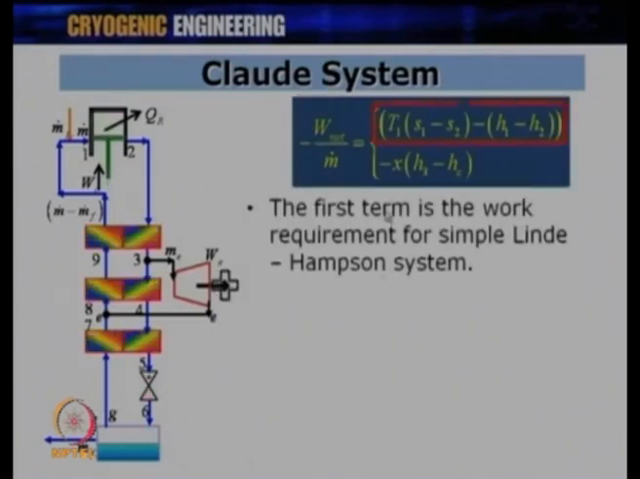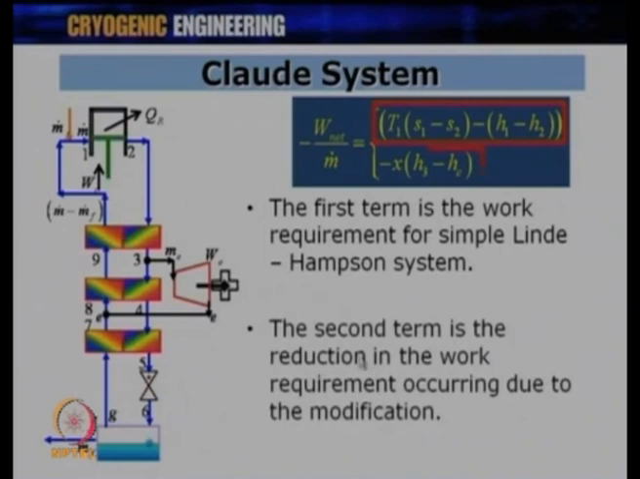So, what do you understand from this? That this is the work done on the compressor. The first term is the work requirement for the simple Linde-Hampson cycle, where only the compressor comes into the picture, while the second work is the work done by the system, and it is coming only because the expansion engine is in place in the cycle now. All right. So, this is the work done by the system amounting to WE.